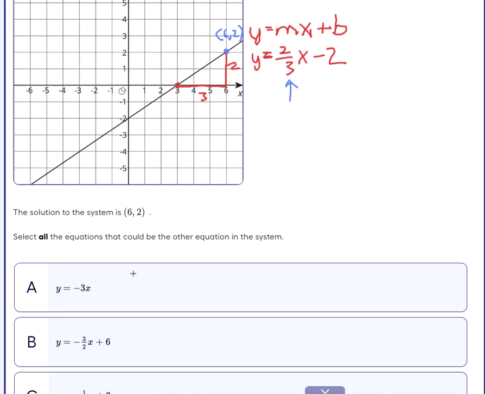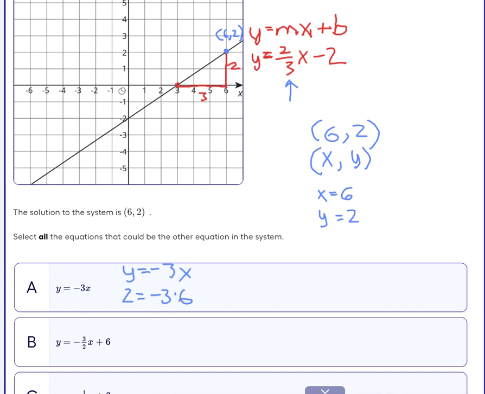Now let's use substitution. So I'm going to rewrite this equation. Y equals -3x. And we know this is the solution, and in an ordered pair, the first coordinate is x, the second coordinate is y. So when they gave us this ordered pair, what they're telling us is that x should be equal to 6 and y should be equal to 2. So let's put in 2 for y, -3 times our x, which should be 6. And don't forget to write a question mark because we're testing it out.